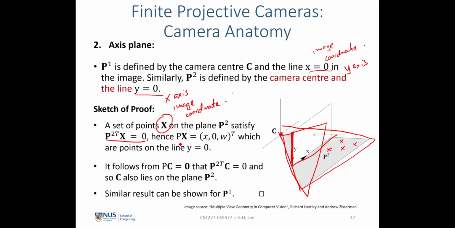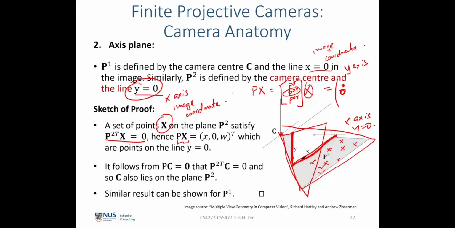Hence, if we project these points X that lie on P2, they must all be projected onto this line, which is the x-axis at y equals 0, as seen earlier. This is true because if we write this relation with P1 transpose, P2 transpose, and P3 transpose multiplied by X over here, the second row multiplied by X must always be equal to 0, which is given by the incidence relation, since we defined this set of points to be lying on the plane.